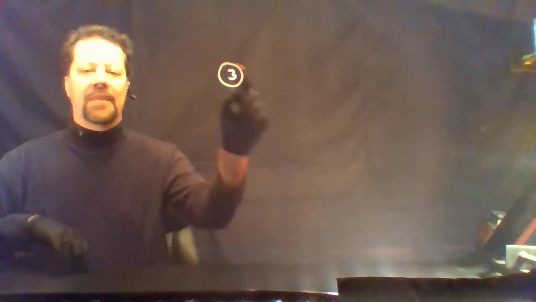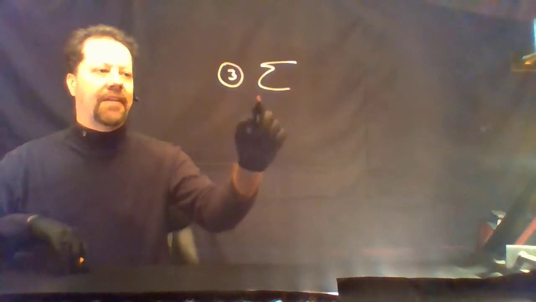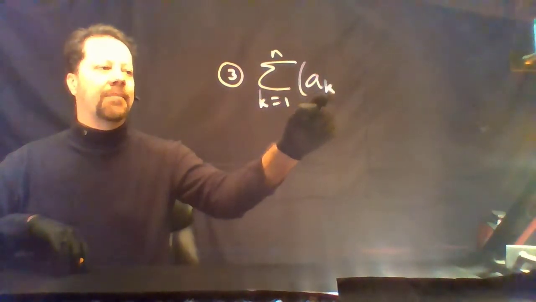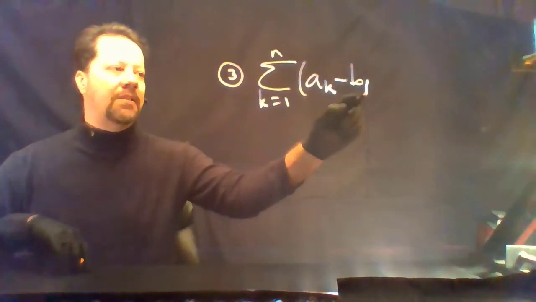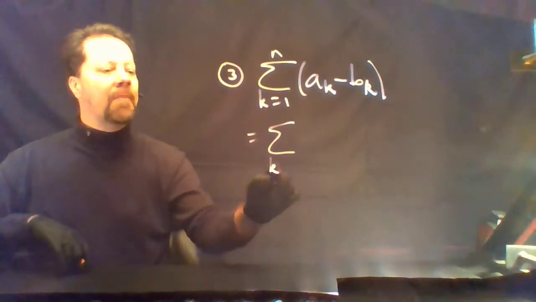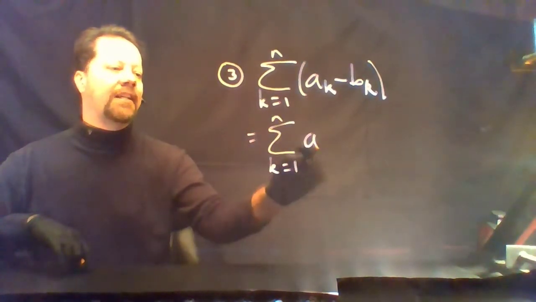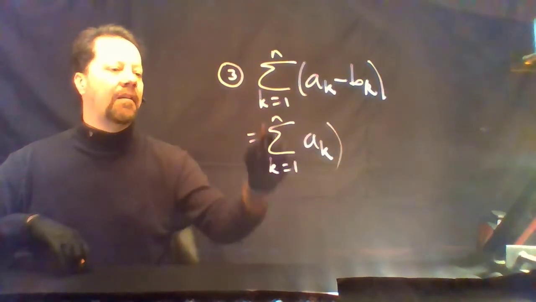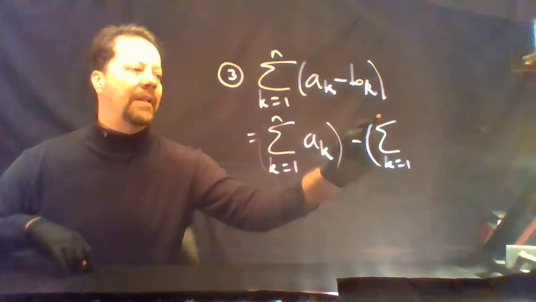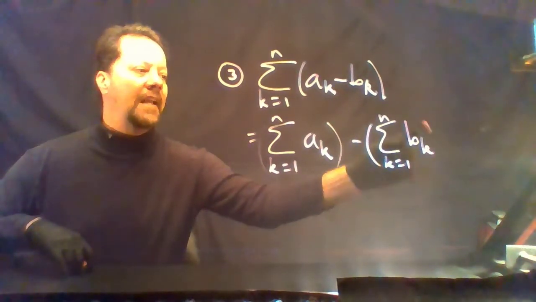It follows from the last two laws that if I have the sum, as k goes from 1 to n, of a sub k minus b sub k, I'll get the same thing if I write that as the sum, as k goes from 1 to n of a sub k, minus the sum as k goes from 1 to n of b sub k.